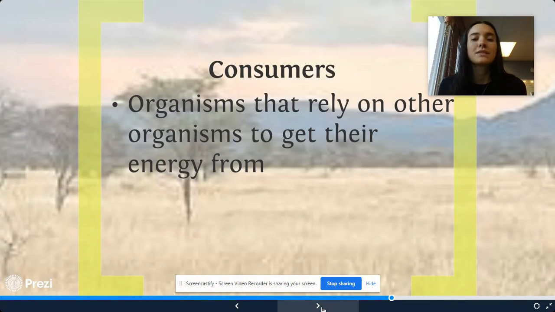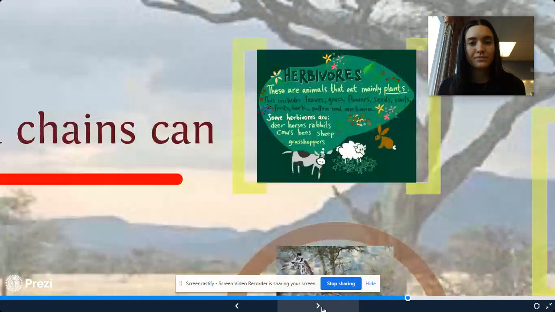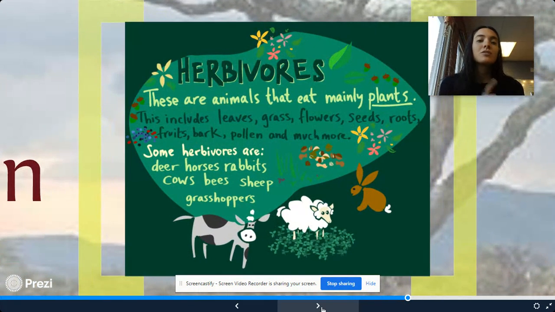Consumers are organisms that rely on other organisms to get their energy from. They cannot create their own energy or get the energy from the sun. They have to go get it elsewhere from other organisms. We also have things called herbivores, carnivores, and omnivores. So herbivores are animals that eat only plants. So that includes leaves, grass, flowers, seeds, roots, fruits, bark, pollen, and much more. Some herbivores are deer, horses, rabbits, cows, bees, sheep, and grasshoppers.